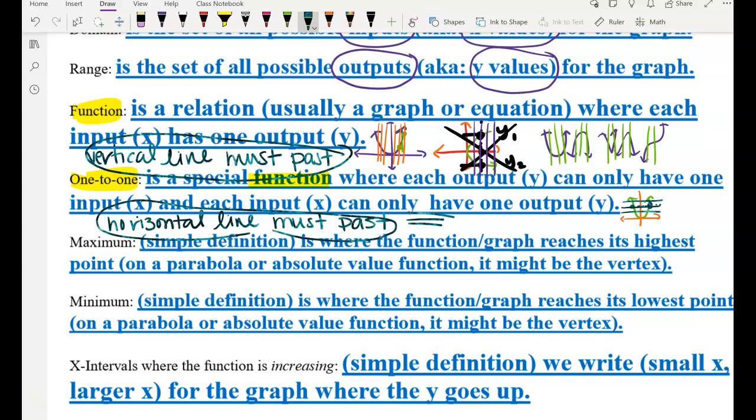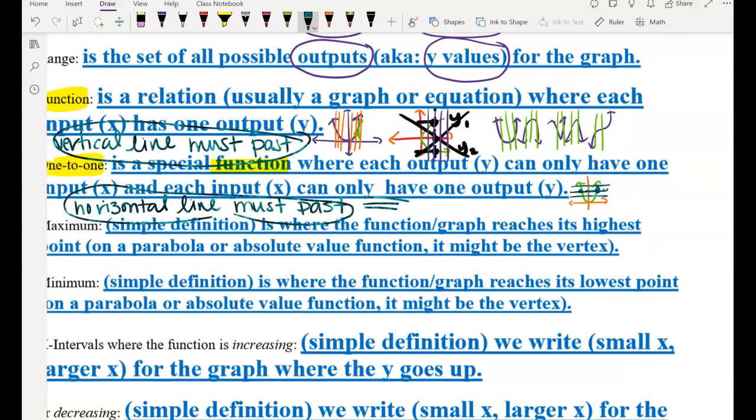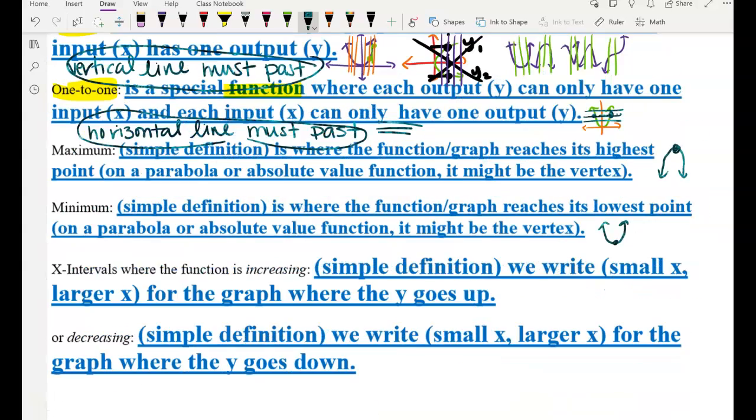Maximum, this is a very simple definition, students, is where the function or your graph reaches its highest point. So on a parabola or on the absolute value, it might be the vertex. Now the reason I said might be is because if we have an upside down parabola, this would be a maximum, okay? But if we have a right side up parabola, then that would be a minimum, which is the next definition.